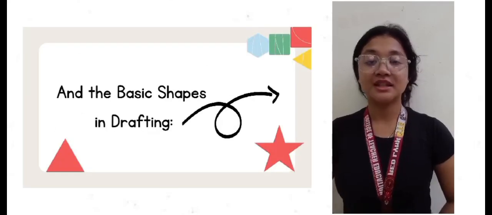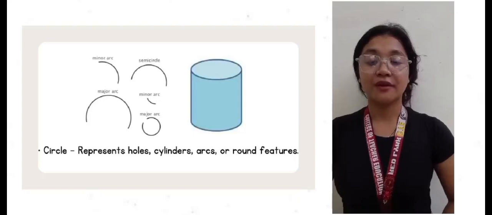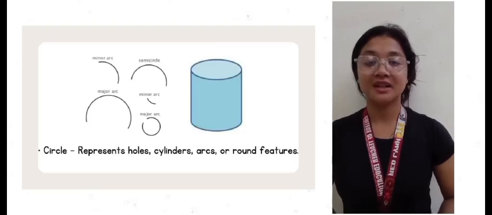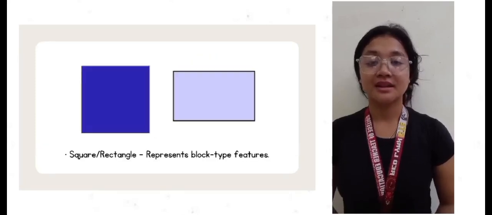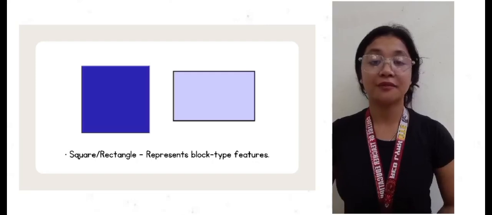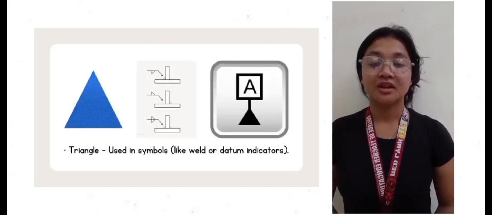And here are the basic shapes in drafting. First, we have the circle. A circle represents holes, cylinders, arcs, or round fixtures. Second, the square or rectangle represents block-type pictures. Third, the triangle, used in symbols like weld or datum indicators.